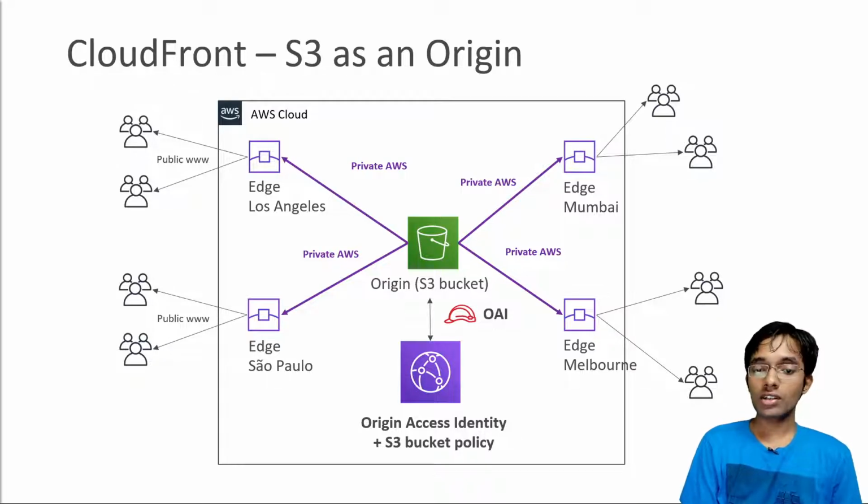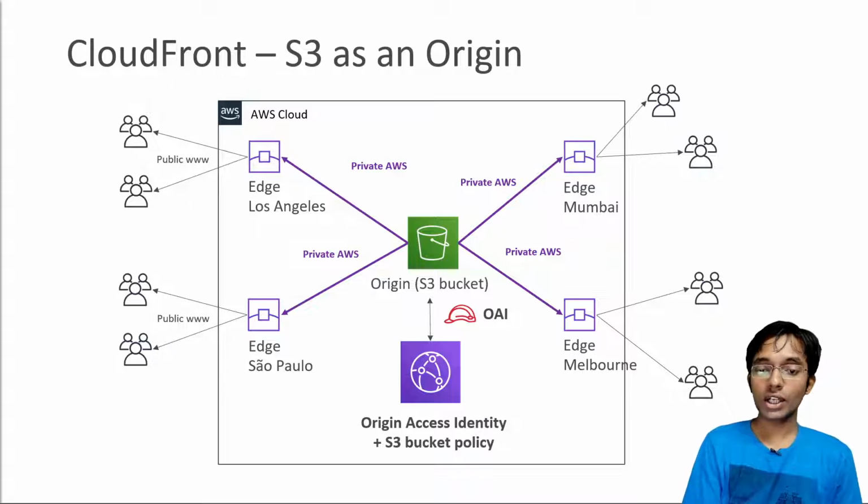The idea is that the more users request the same file, the fewer round trips to the origin S3 bucket, which maybe in Europe, for example, will be necessary. This is true for Sao Paulo. There's another edge cache in Sao Paulo, and same for Mumbai and same for Melbourne. So this is the idea.